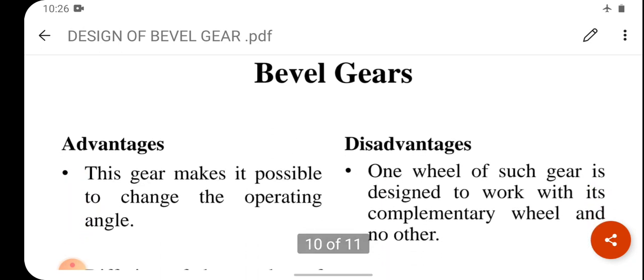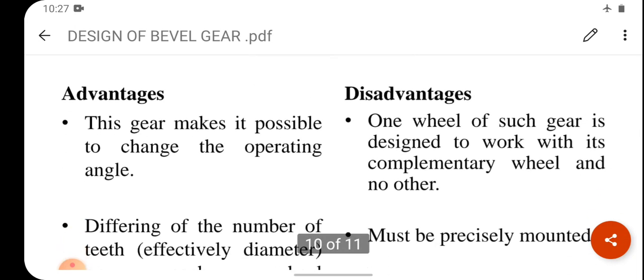Now we will discuss advantages and disadvantages of bevel gears. First we will discuss advantages. This gear makes it possible to change the operating angle. Operating angle we can also change. Mainly it has 90 degree motion transmission, but you can change it as per the requirement, or the angle can be changed slightly. So this gear makes it possible to change the operating angle.